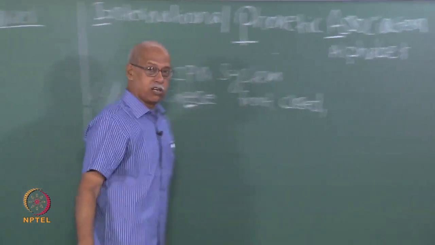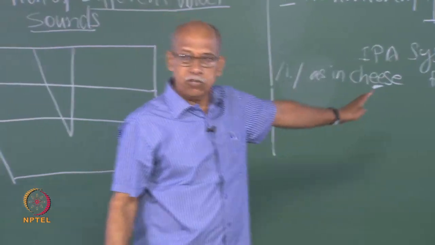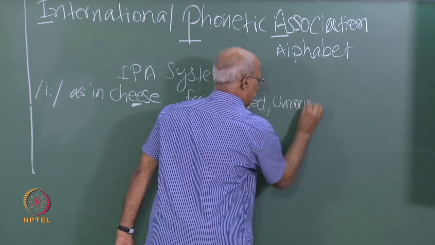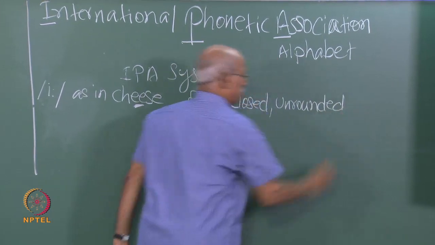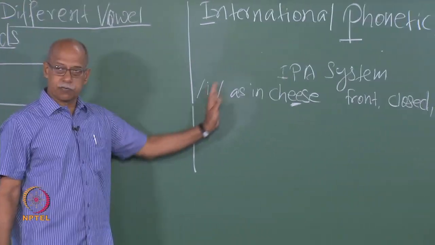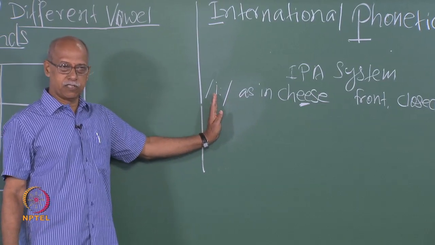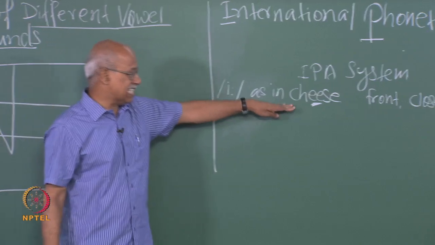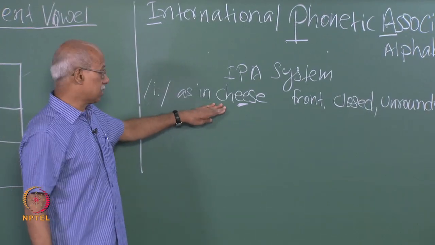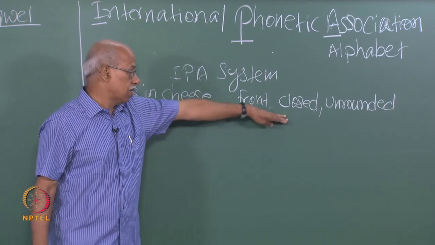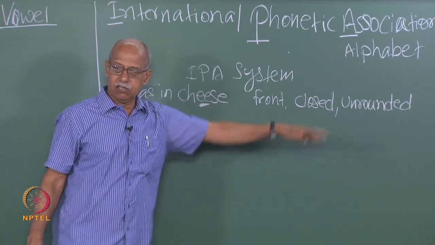Is it rounded or unrounded? Unrounded. So please write unrounded. This is the complete phonetic description of this vowel sound. This vowel sound is E as in English word cheese. What is the phonetic description? It is produced from the front of the tongue, jaws are closed and lips are unrounded.